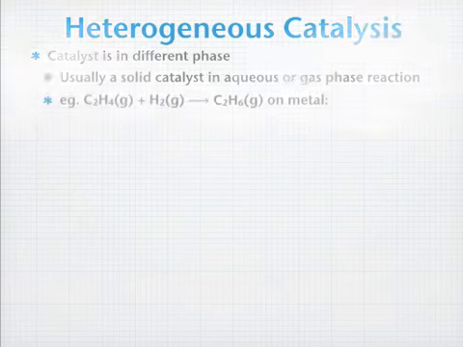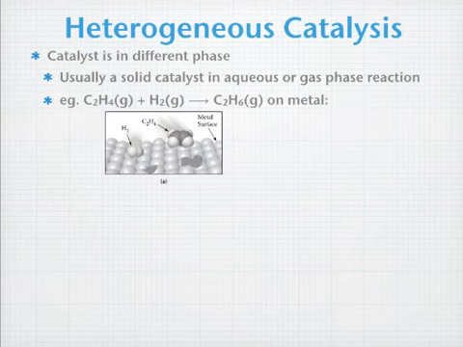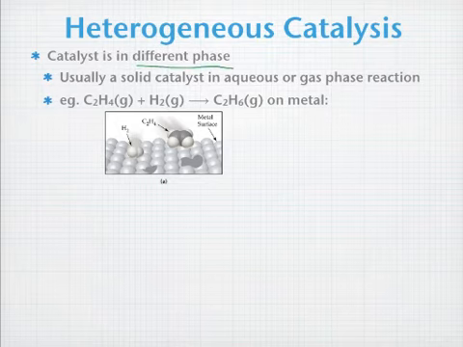Heterogeneous catalysis takes place in which a catalyst is in a different phase. This is usually a solid catalyst that's in an aqueous solution or a gas phase reaction. And one example is the catalysis of the hydrogenation of ethene, C2H4, on a metal.